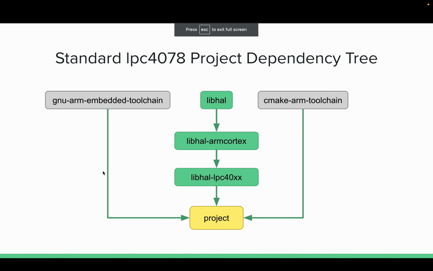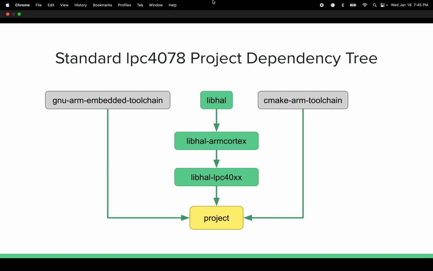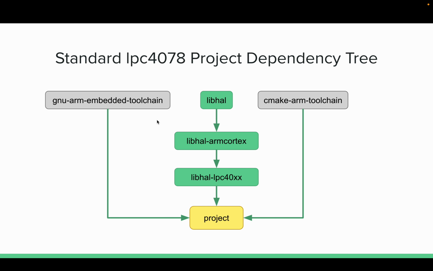And then this is pretty much the last slide for this week's libhal meeting, but it just shows you the standard project dependency tree. So here we have all of our software that's in green. A project depends on libhal LPC, and that depends on libhal ARM Cortex, its processor, and that depends on libhal. And this whole little chain gets you this, but you only need to include libhal LPC. It includes all the other ones transitively. Same thing with GNU ARM embedded toolchain, and same thing with CMake ARM toolchain, just to make our lives a little easier. And that's pretty much it.